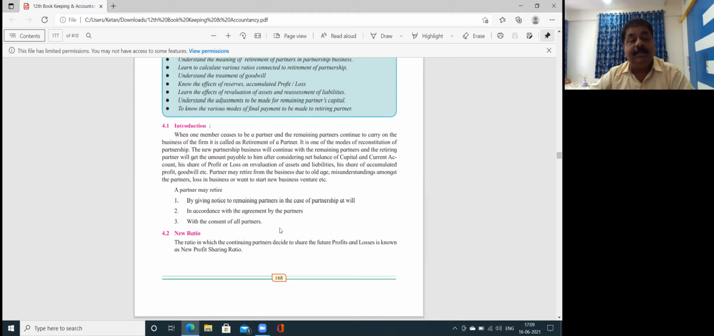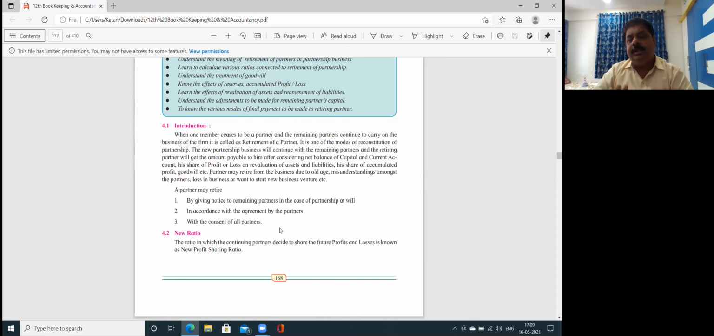Now in this particular case, the new ratio is calculated. But before going for this explanation, I would like to explain the legal aspect of this retirement. For CA Foundation, you have the subject mercantile law, business laws. In mercantile law, you have the Partnership Act 1932 in detail, where the rules and the procedure for the retirement of partners and admission of partners are properly given to you.